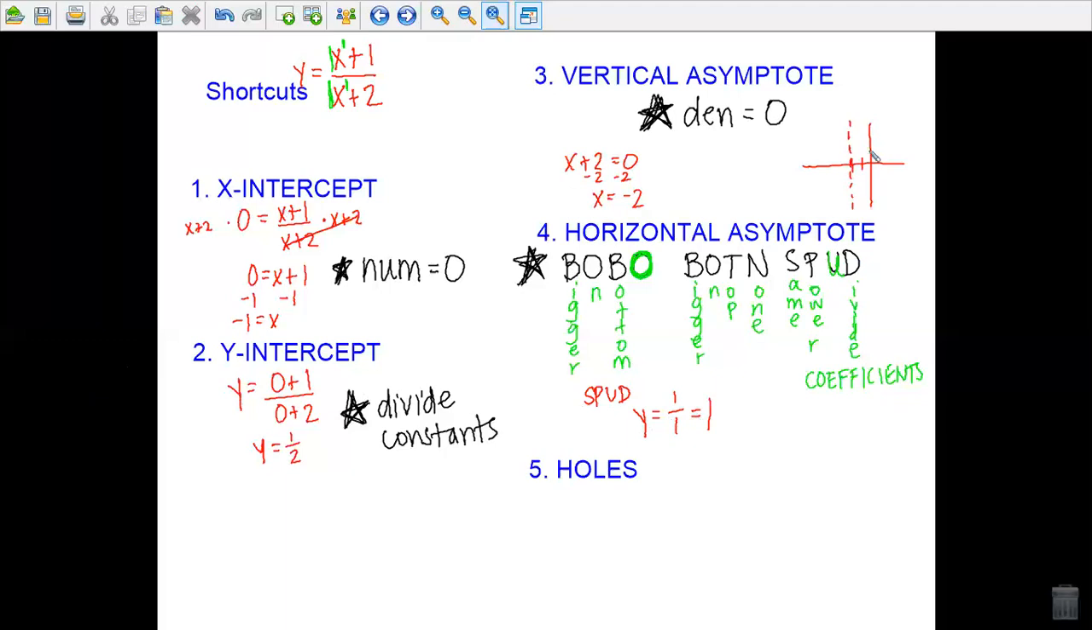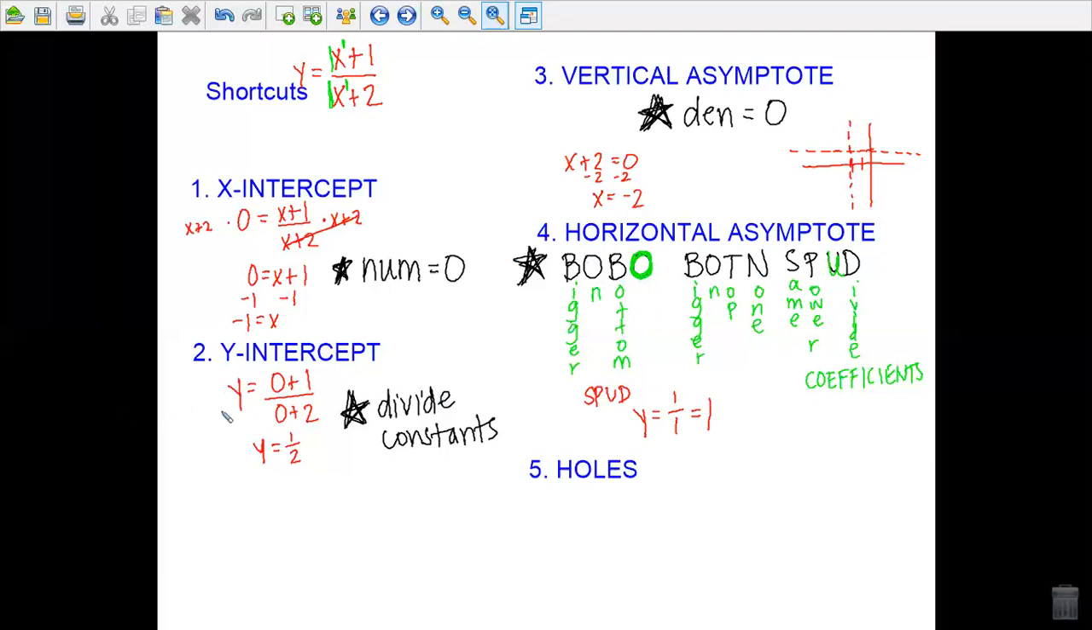If I were to graph that, I would go to 1 on the y-axis and put a horizontal line. So you're only looking at your first terms, your highest exponent on top and on bottom, and it's either going to be bigger on the bottom, bigger on the top, or the same. So Bobo, Botan, Spud.